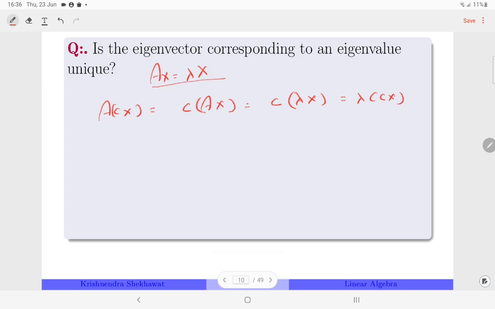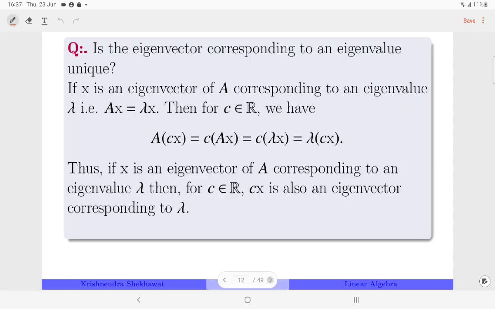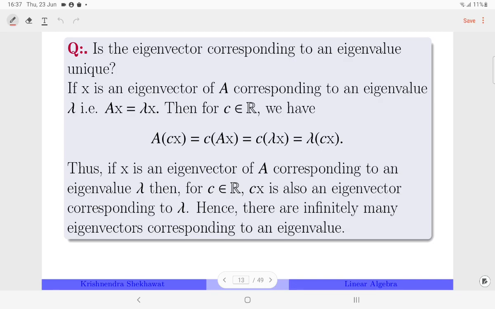So here, for lambda, x is an eigenvector, and here A cx is lambda cx, which means for the same lambda, cx is also an eigenvector. It means if x is an eigenvector, then the constant multiple of x would also be an eigenvector, and in that case we can say that the eigenvectors corresponding to an eigenvalue would be infinite.